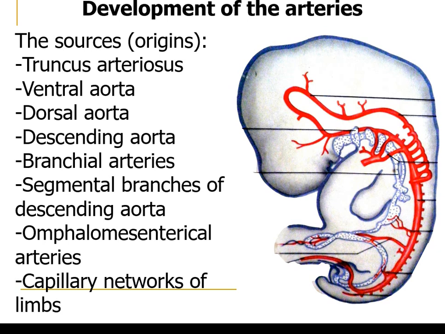We can see the ventral aorta on the ventral side, and the dorsal aorta. Between them are the segmental branches, 6 segmental arteries connecting these aortas. The 1st, 2nd and 5th are reduced, leaving the 3rd, 4th and 6th branchial arteries.